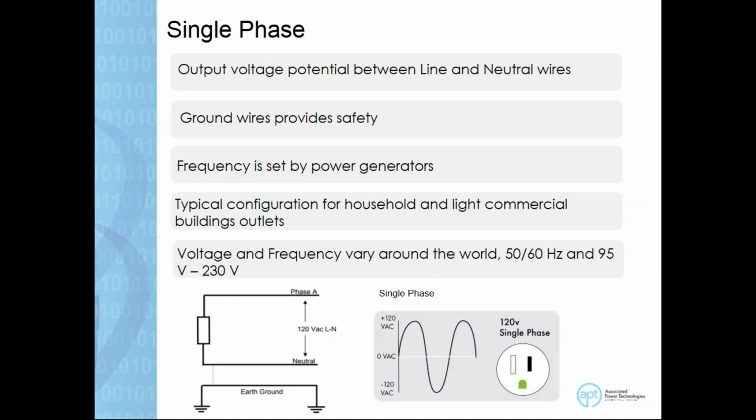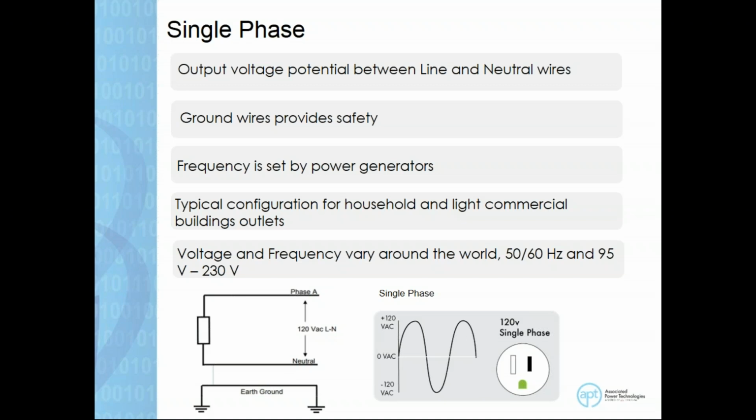Now the frequency of this single phase is set by the generators. In the case of the US, when the utility companies are generating this power, they're setting the frequency at 60 hertz. Overseas, this frequency may change to 50 hertz. Some other places may have a different frequency. Majority of times you will see frequency listings of either 60 hertz or 50 hertz.